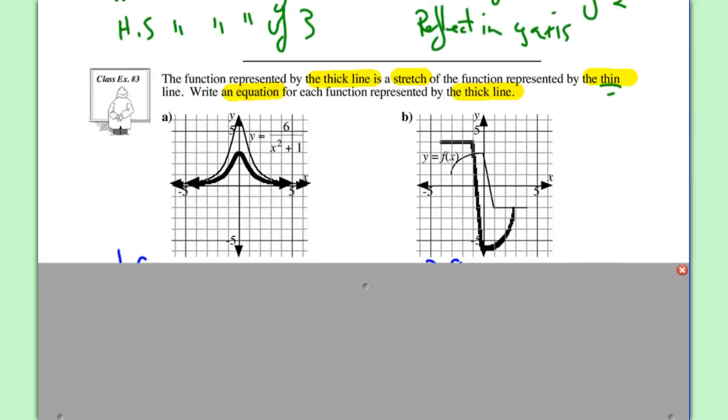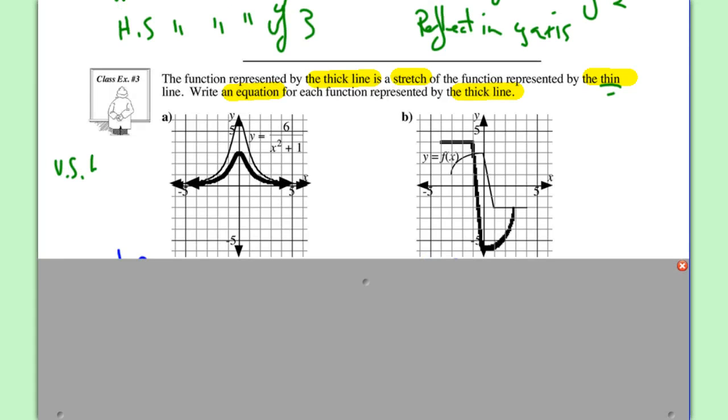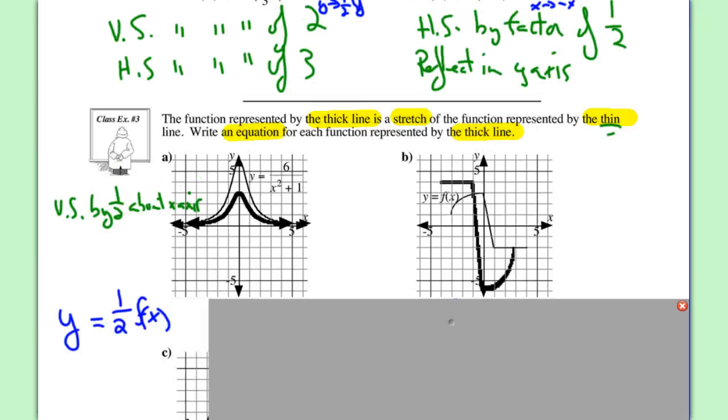Well, clearly in this graph there is a vertical stretch by 1/2 about the x-axis. So the vertical stretch by 1/2. How does that affect the actual graph? Well, that's going to be y equals 1/2 f at x.